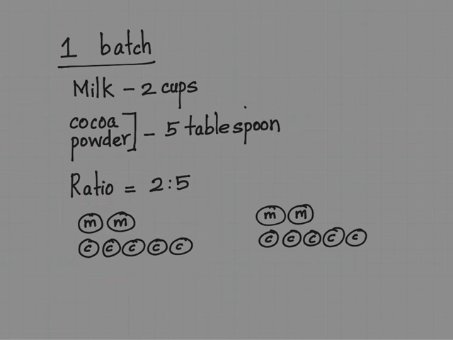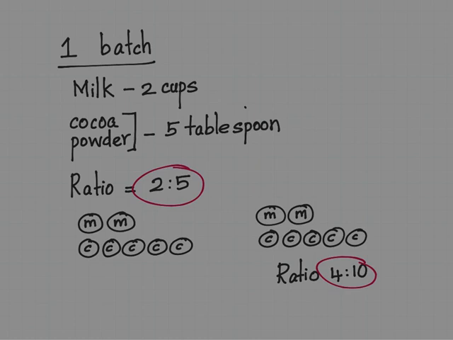Since we need to make 2 batches, we are making another batch. So that's a second batch. So first batch and second batch. So the ratio of the second batch will be 4:10. 2:5 and 4:10 are equivalent ratios. The 4:10 ratio is double the value of the first ratio.